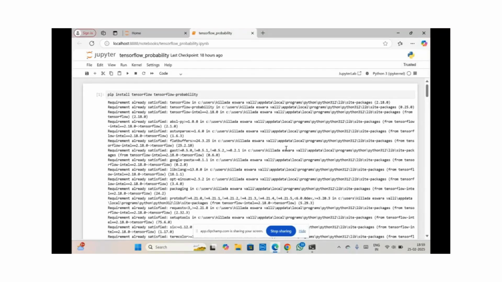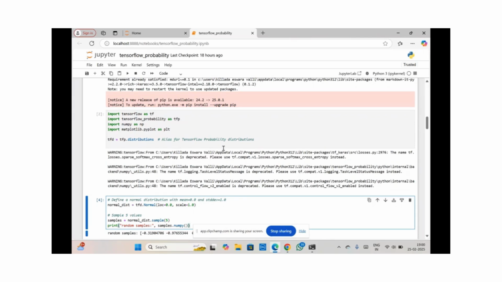Demonstration of codes with explanation. First, we need to install TensorFlow and TensorFlow Probability by pip install tensorflow-probability in the command prompt. TFP is imported for working with probabilistic models, and TF is imported since TFP works on top of TensorFlow by definition. And TFD is an alias that makes it easier to access distributions.